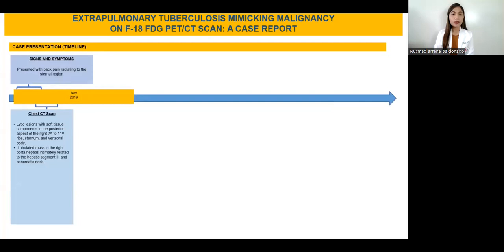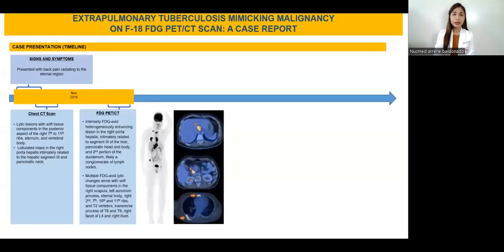Hence, the patient was referred to nuclear medicine for a whole body PET CT scan. The scan revealed FDG uptake on the lobulated mass, likely representing a conglomerate of enlarged lymph nodes. FDG uptake was also noted in the lytic lesions with soft tissue components seen on chest CT scan. These findings were suggestive of a malignant process.